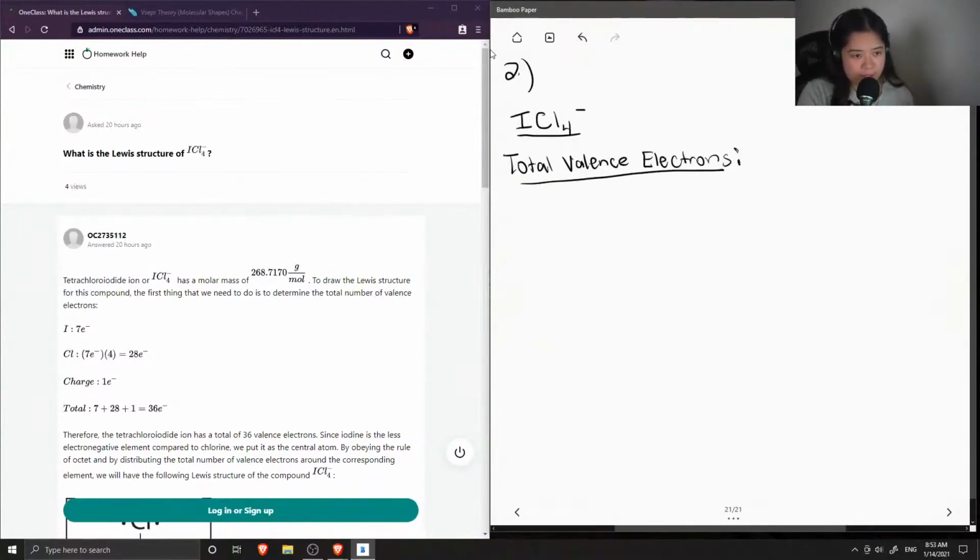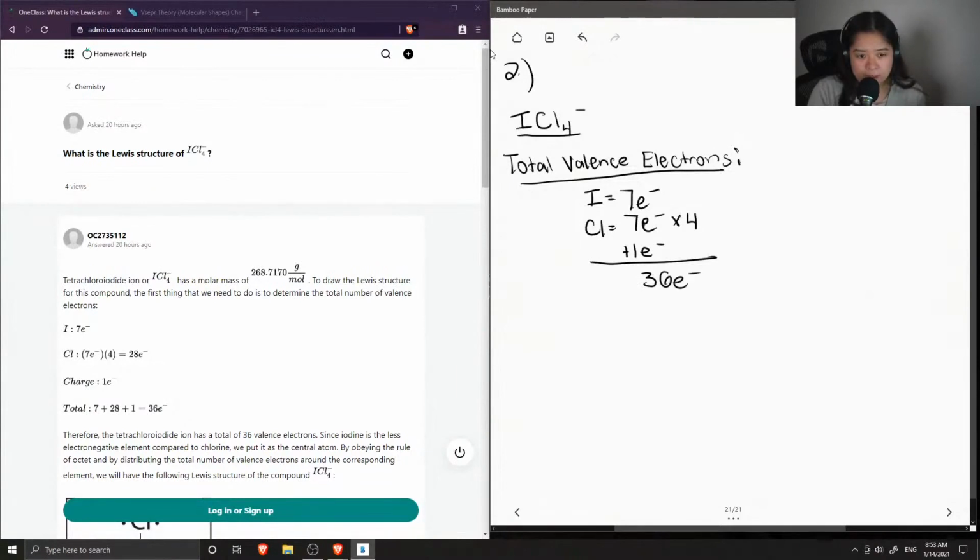So in the case of iodine, iodine has 7 valence electrons, and chlorine has 7 valence electrons as well. And we also have 4 chlorine atoms, so we multiply this by 4. And then since this ion has an overall -1 charge, we're going to add an additional electron to our total valence electron count. So if we add these all up, we get a total of 36 valence electrons.